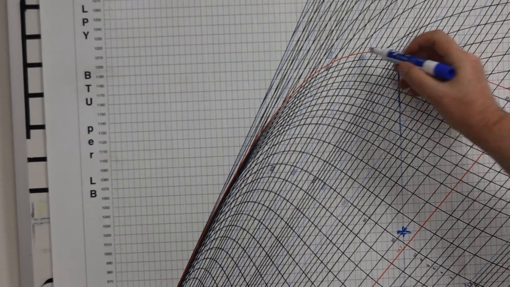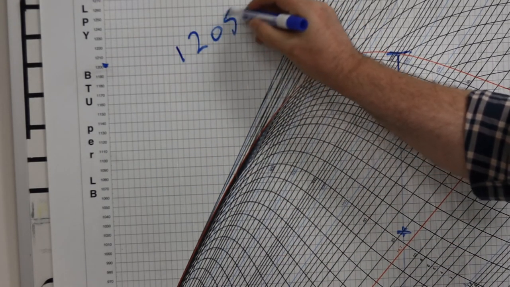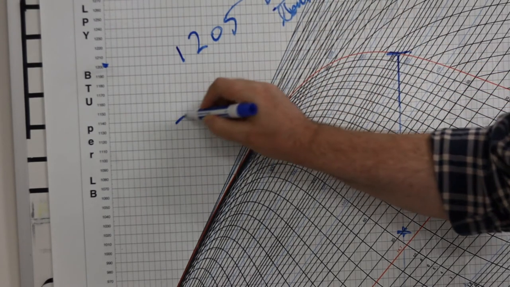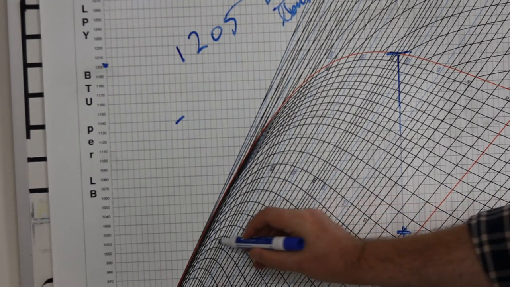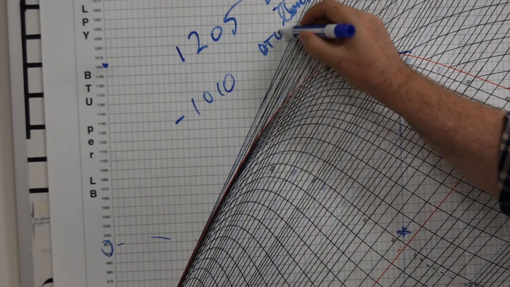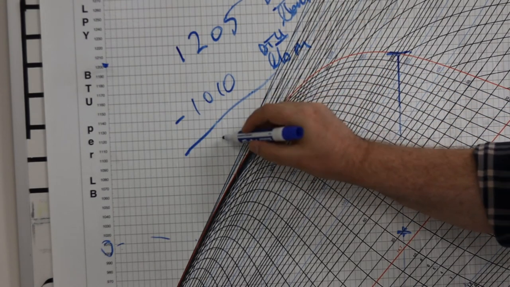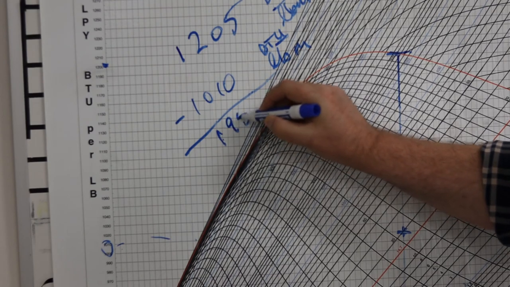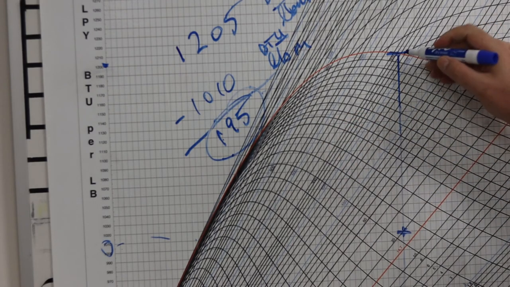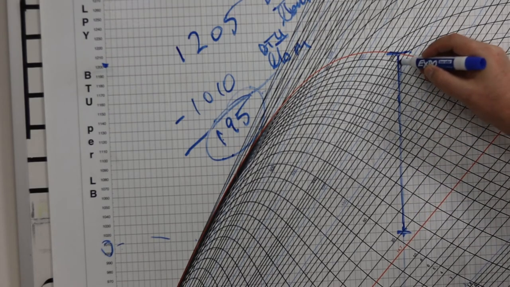So here, if I follow that across, I'm looking at 1205 BTUs per pound mass, and down here I'm looking at 1010 BTUs per pound mass. So now I've got 195 BTUs per pound mass of work done by that low pressure turbine. And I can chart it right here, I can plot it right here.